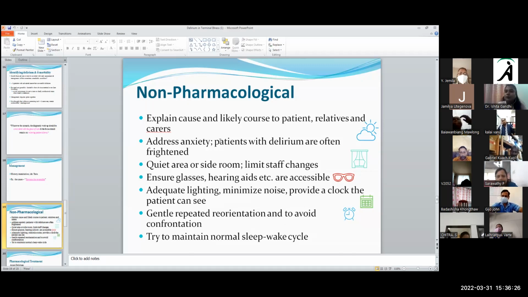Also maintain a normal sleep-wake cycle. You have to make sure that the patient is not sleeping during the entire day so that the night becomes wakeful. Try and avoid that. Okay.